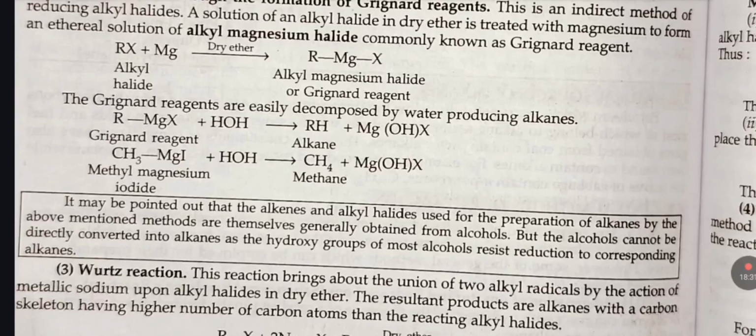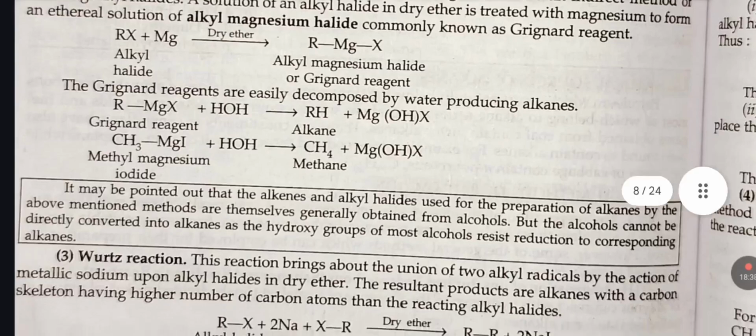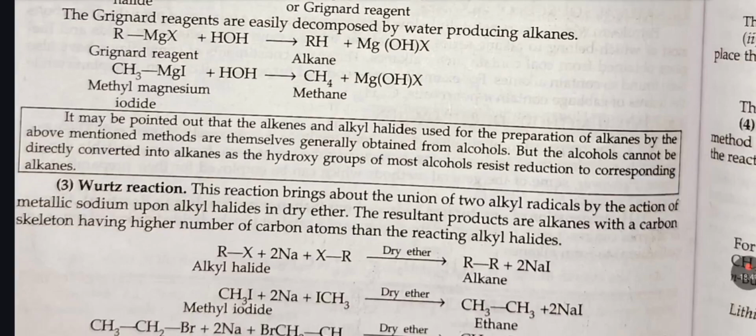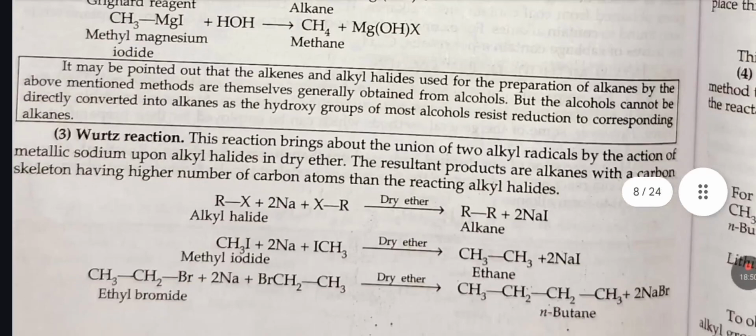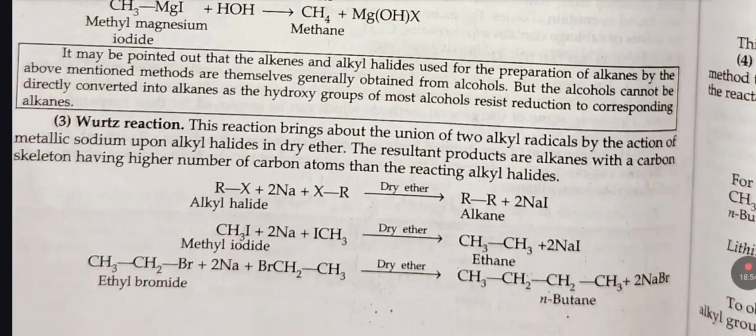The Grignard reagents are easily decomposed by water, providing alkanes. Grignard reagent plus HOH will give alkane and Mg(OH)X. Methyl magnesium iodide plus HOH will give methane plus Mg(OH)I. It may be pointed out that the alkenes and alkyl halides used for the preparation of alkanes by the above mentioned methods are themselves generally obtained from alcohols, but the alcohol cannot be directly converted into alkane, as the hydroxyl group of most alcohols resists reduction to the corresponding alkane.